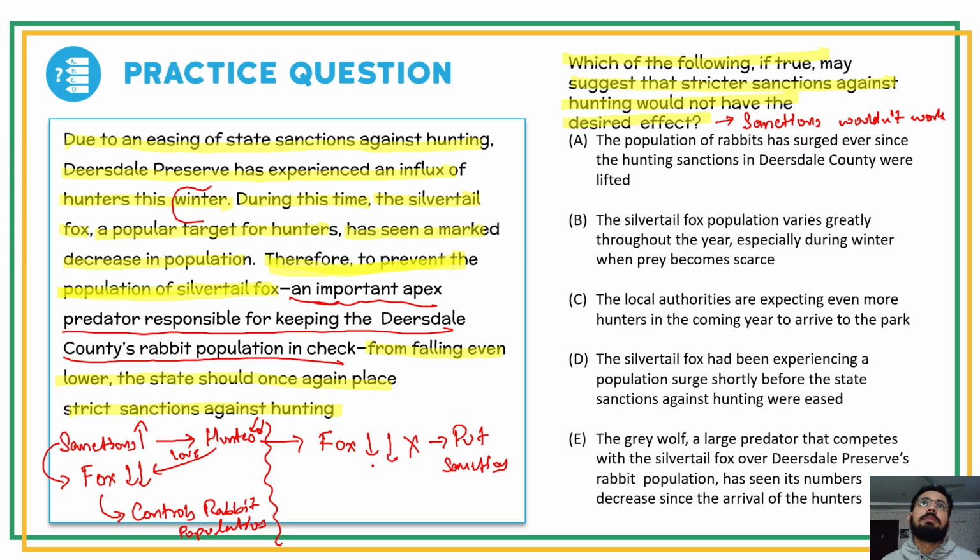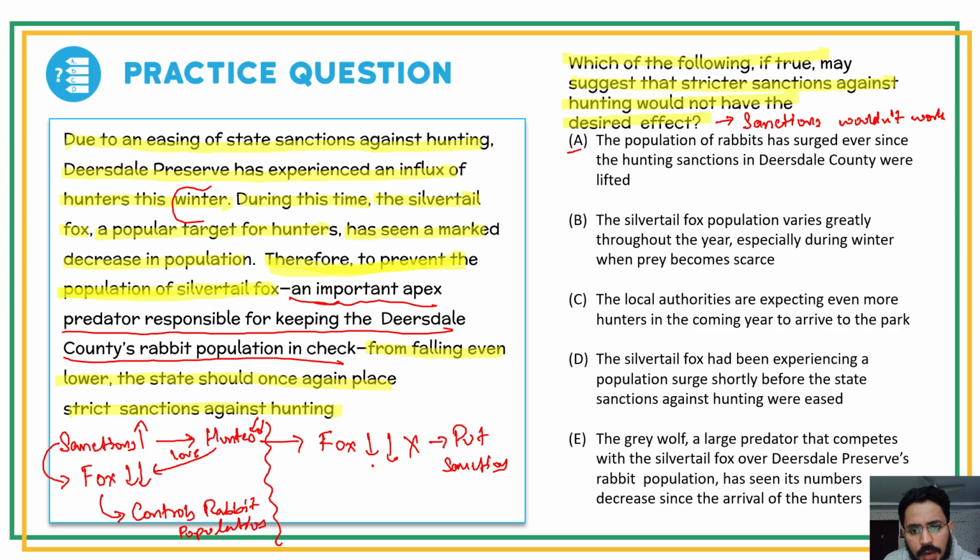Or something like, the fox population has declined because the foxes have migrated elsewhere. Or, there's a new predator in the preserve, and we have seen some aberrant behaviors. That predator, like maybe, I do not know if lions and foxes live in the same habitat or not, but just for the sake of argument, let's say they do. So there are now lions who are going after foxes, hunting foxes. So that's causing the decline in the fox population, not the hunters. And so putting back sanctions wouldn't work, right? So we're looking for an option of that sort.